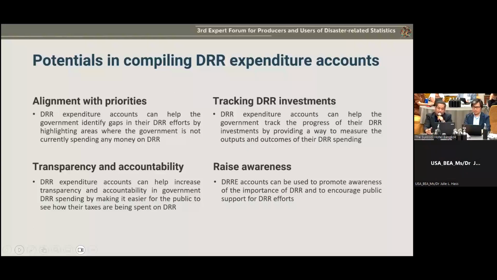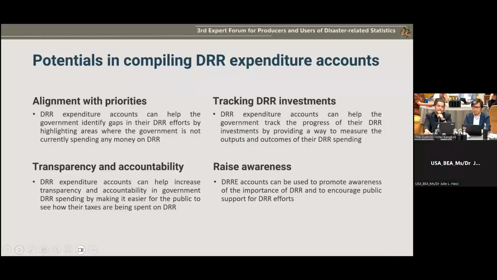DRR expenditure accounts can help governments to better align their DRR spending with their priorities by providing a more comprehensive view of all the government's DRR spending. This can help government to ensure that their DRR spending is focused on the most important activities and is not being wasted on the less important ones.